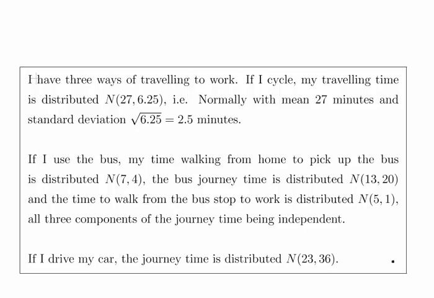If I cycle, my journey time, my traveling time, is normally distributed with a mean of 27 and a variance of 6.25 square minutes. So, in other words, 27 minutes is the mean, and the standard deviation is what we will use in our actual equations. It's 2.5 minutes, which is the square root of the variance.